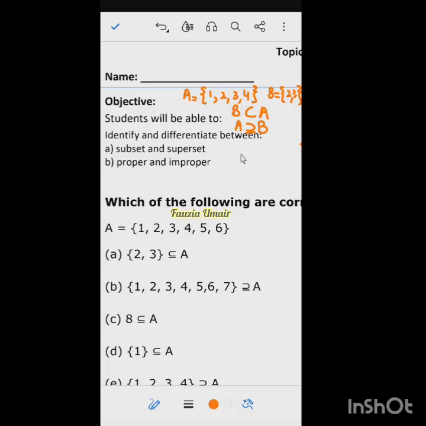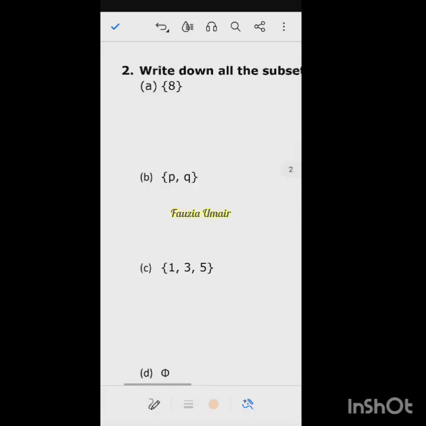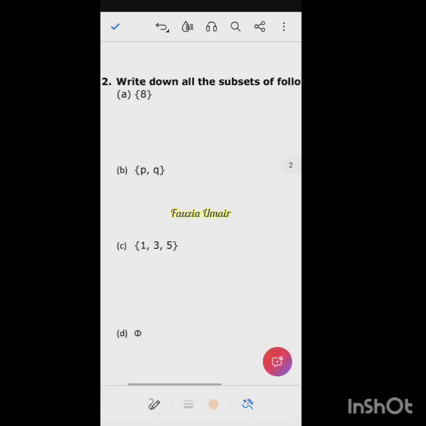So if we draw it in a Venn diagram, if this is A and this is B, then 2 and 3 will come here in set B, and 1 and 4 will be written here. Because B is inside set A, B is a smaller set, so that's why B is called subset of A, right? So now today we need to start with the same question. We need to write down all the subsets of the following sets.